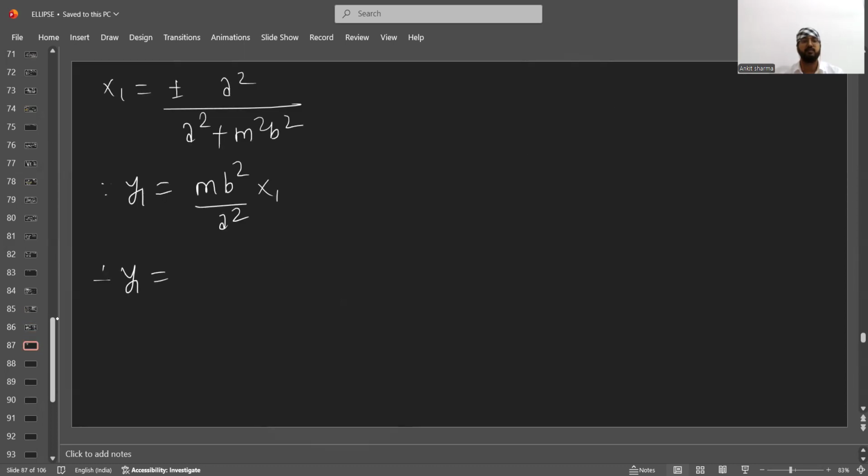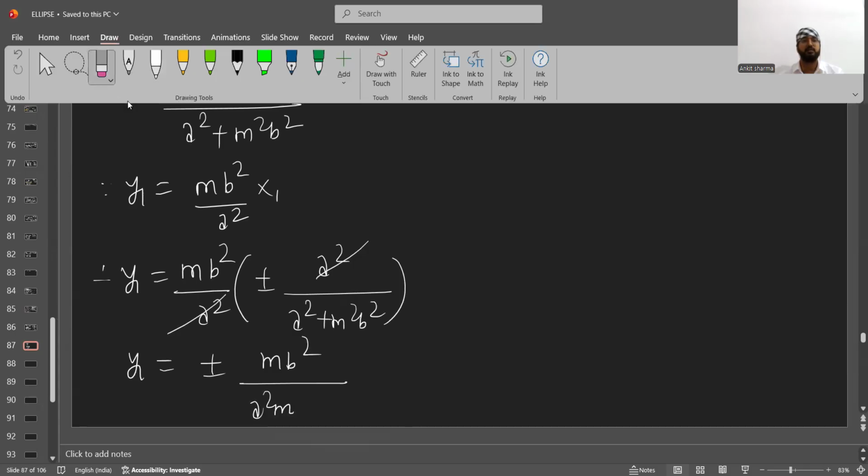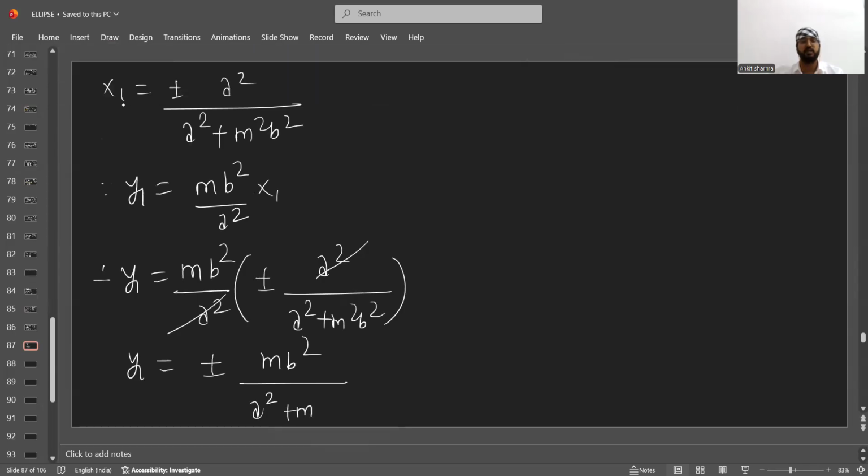So I get y1 is equal to m b square by a square into x1, which is plus minus a square by the square root of a square plus m square b square. This cancels a square, so I get y1 is equal to plus or minus m b square by the square root of a square plus m square b square. This is my point y1. Since both of them have the same sign, we can get the equation of normal.